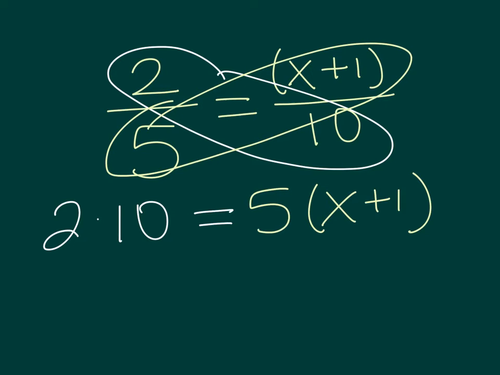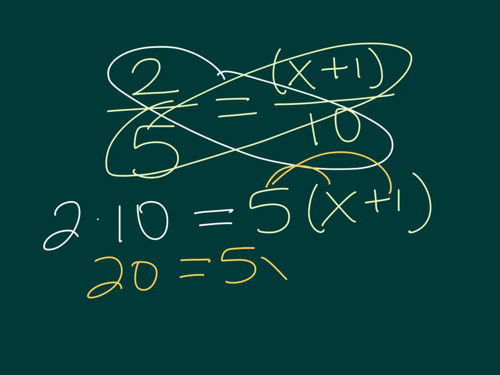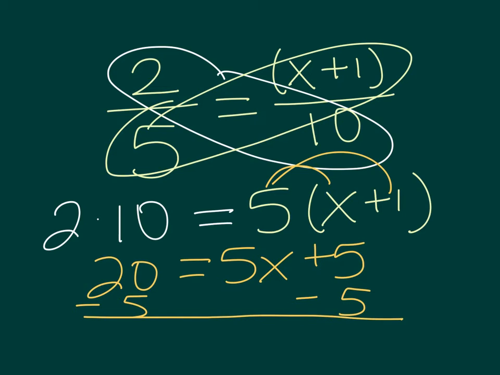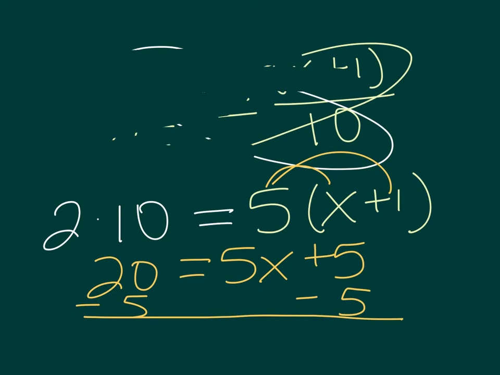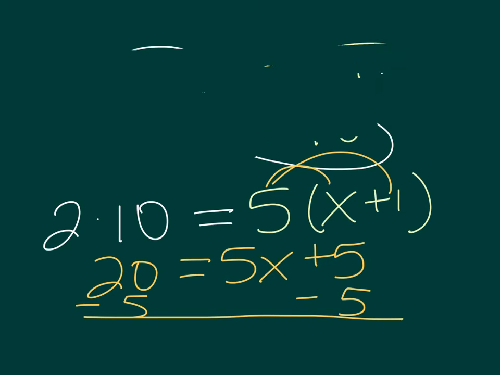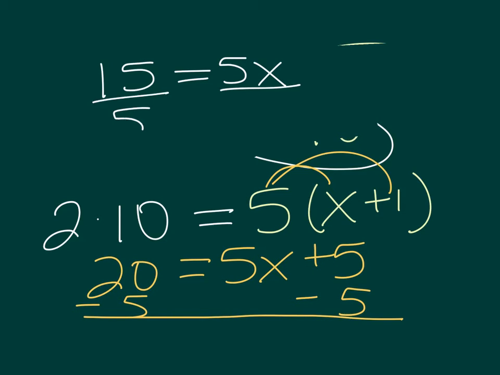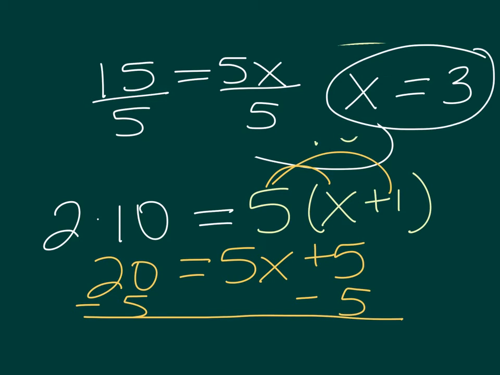Alright, let's pick back up, see if you got it right. So 2 times 10 is 20. You have to distribute this 5, so we get 5x plus 5. Now I can subtract 5 from both sides. Alright, now I'm kind of out of room, so I'm going to erase my problem up here and finish it up there. Hopefully you didn't run out of room on your paper and you were able to keep working. So when I subtract 5, I got 15 equals 5x. So if I divide by 5 on both sides, x equals 3. So for that value of x, that makes the proportion true.